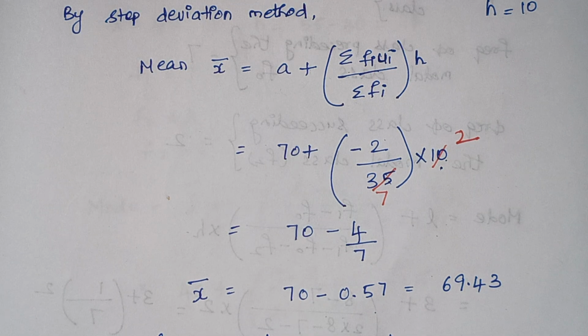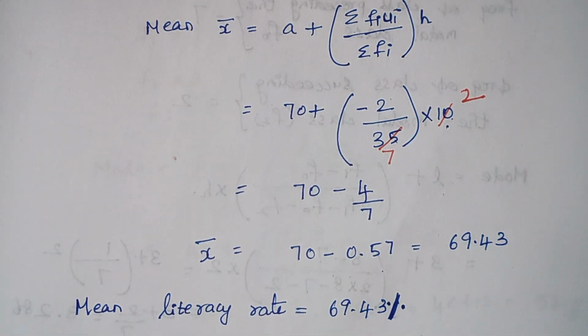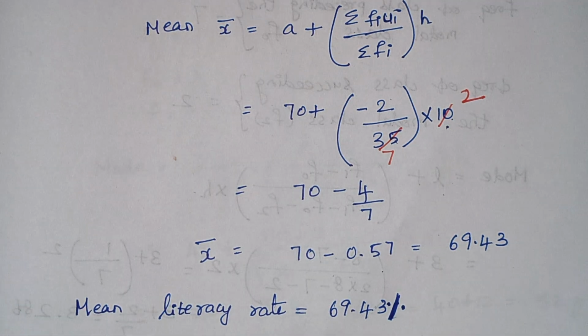Here what is the problem? To find the mean literacy rate, and everything is given in percentage. Therefore the mean literacy rate is given by 69.43%. So that's all. This exercise is over.